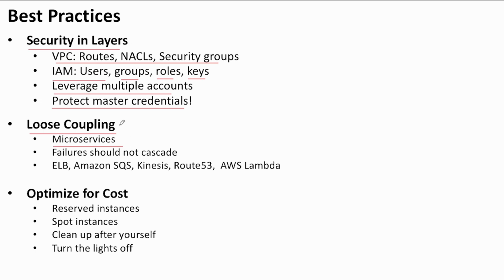We should be writing our systems so that failures don't cascade. A failure in one service should be tolerated by another service. And we can achieve loose coupling by leveraging elastic load balancers. We can leverage queues within the Amazon Simple Queue Service.